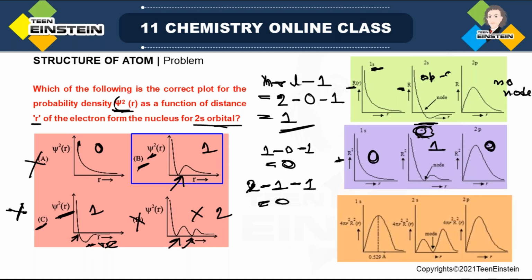And if you take 4 pi R square multiplied with capital R square, then the graph, its nature will be completely different. See, now it is starting from 0, only one hump is there, but again, as I have said, the node number will never change, it will be again 0 node. For 2s also only 1 node, and for 2p there is 0. Okay, so in this way you can solve graph related questions like this easily.